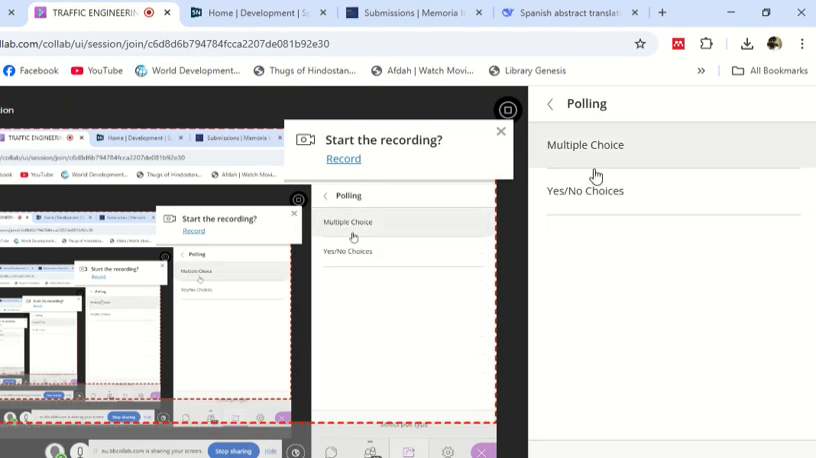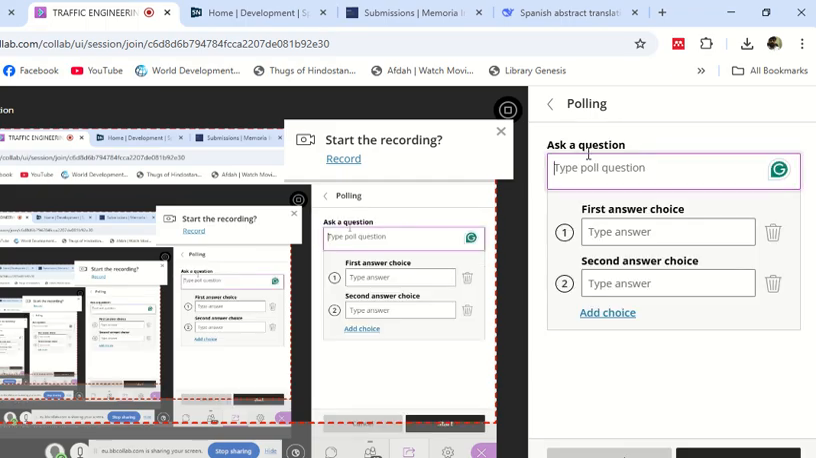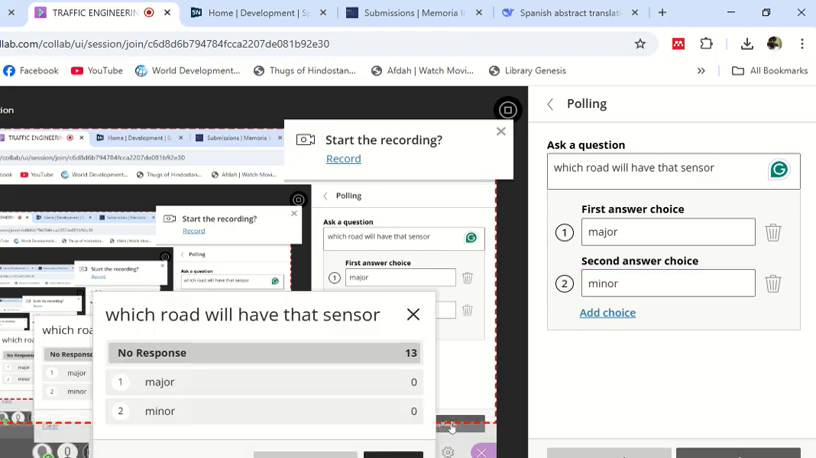Now if I want to put a signal on one of these roads, a major and minor, which road will have that sensor? If I am going to use a semi-actuated signal and I want to put a sensor on one of these roads, which road will have this sensor? The major road or the minor road? Tell me.